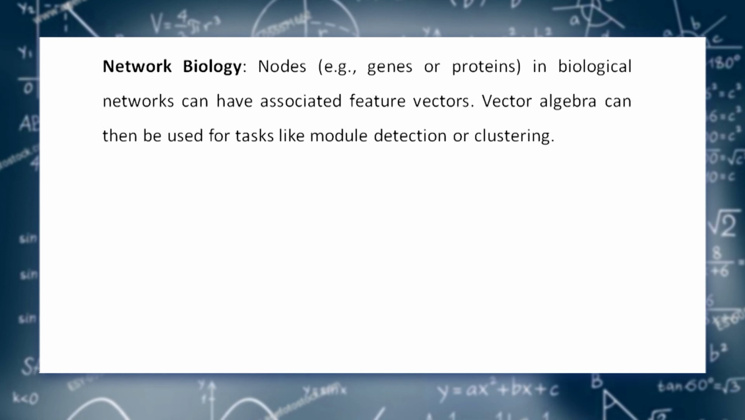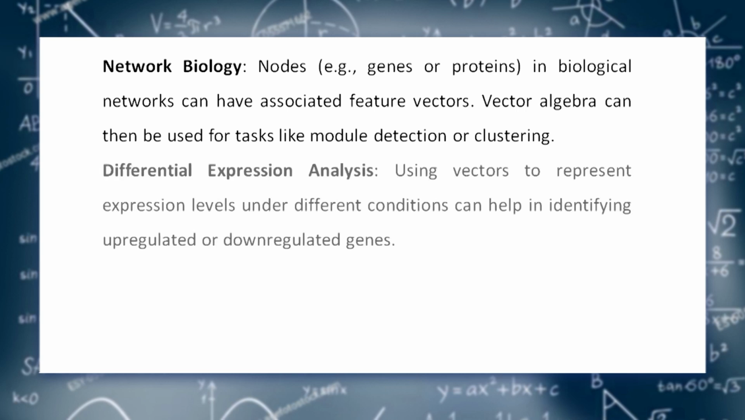Network biology is one of the important areas where vector algebra is used. Nodes, that is genes or proteins in biological networks, can have associated feature vectors. Vector algebra can then be used for tasks like module detection or clustering. Differential expression analysis: using vectors to represent expression levels under different conditions can help in identifying upregulated or downregulated genes.